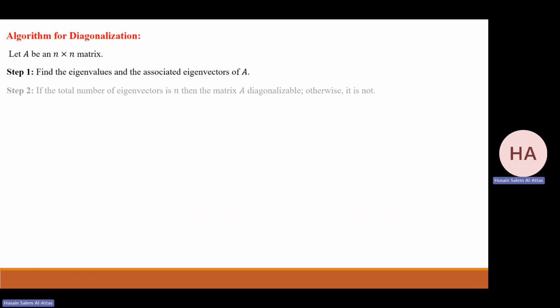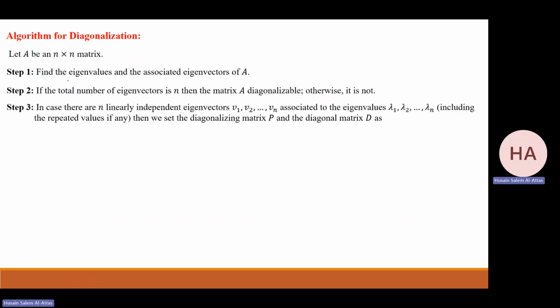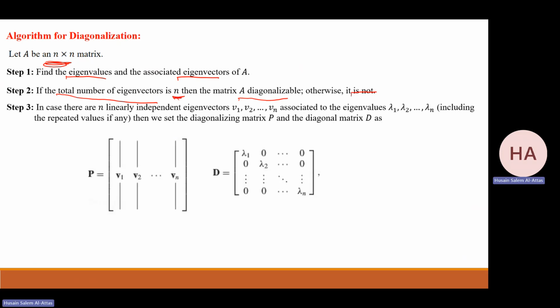Let me do the algorithm. First, I'll find the eigenvalues and the eigenvectors. If the total number of eigenvectors is n, I'm talking about an n by n matrix, then the matrix is diagonalizable. Otherwise, it's not. If it is, right away, P is just the list of the eigenvectors. These are the eigenvectors.